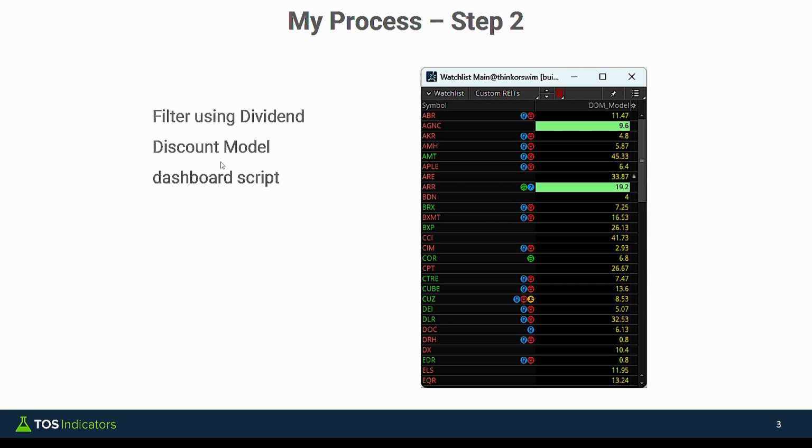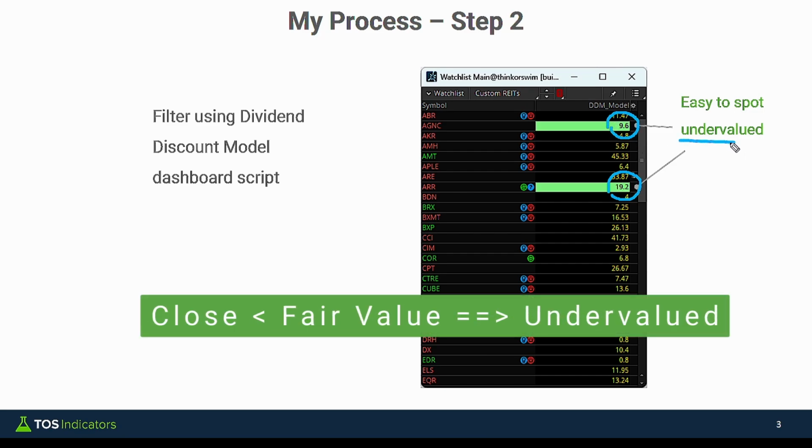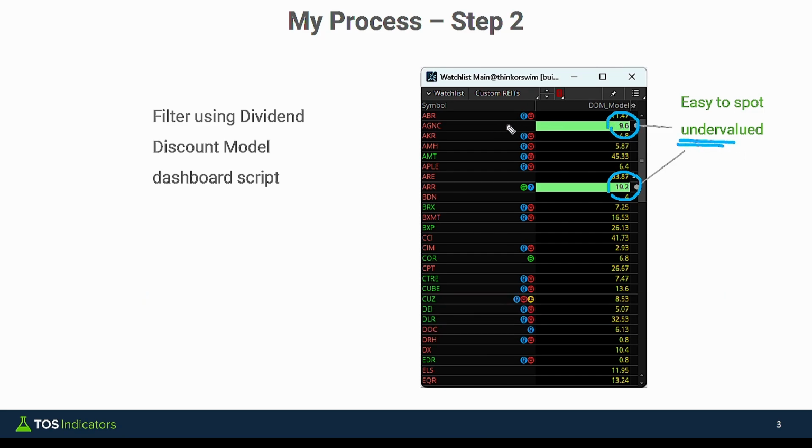Now, for those 82 REITs, I then applied our dividend discount model dashboard script to all 82 of those REITs. The discount rate that I used was 15%, and I used their last year's dividends to calculate what is the fair value price of whatever that particular stock is. For every place in which our current price is less than the fair value price, meaning the stock is undervalued, we have this green background, which makes it really easy to spot.